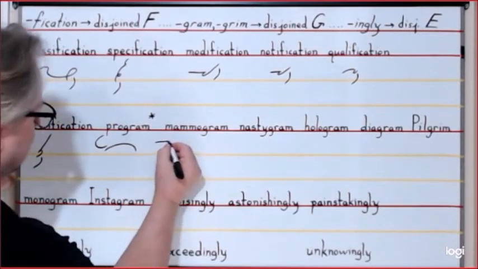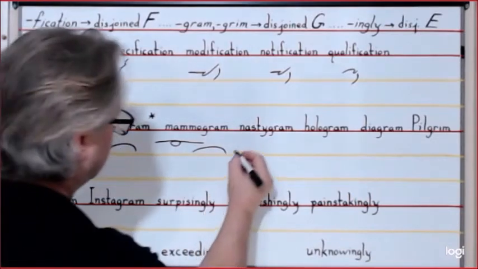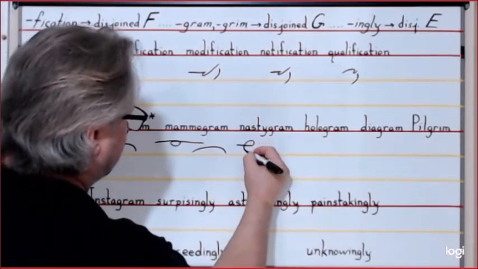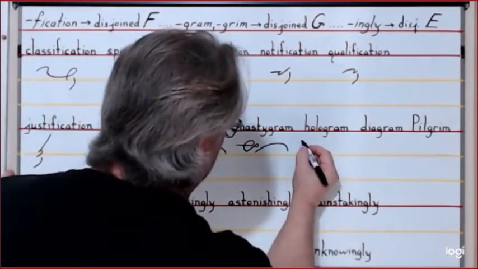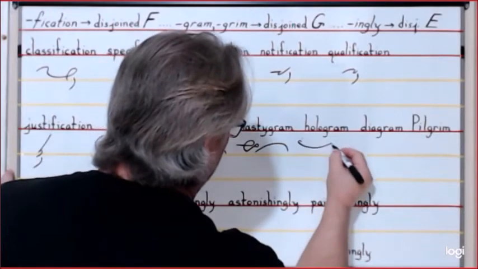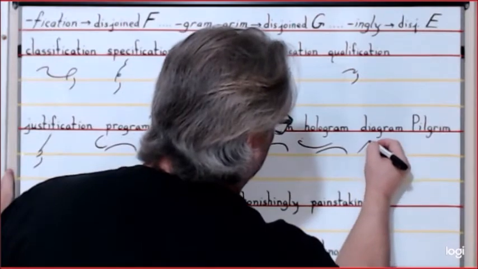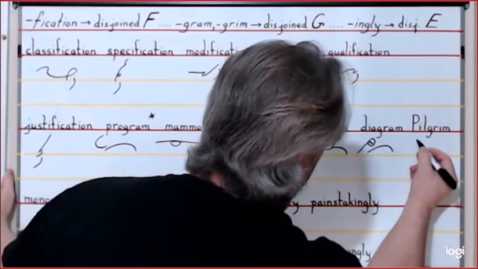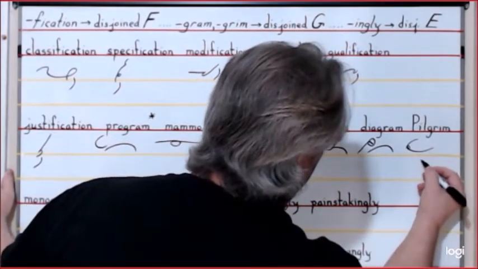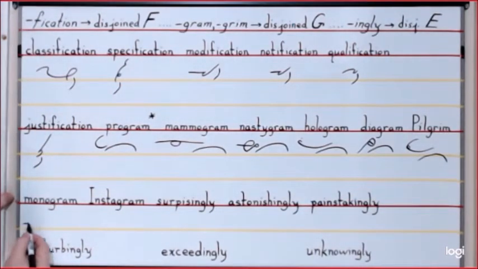Mammogram is an M-A-M, disjoined G. Nastygram, N-A-S-T-E, disjoined G. Hologram is a dot for the H, and O-L, disjoined G. Diagram is a D, long I, disjoined G. And then pilgrim, P-E-L, disjoined G. Monogram, the M-E-N stroke, disjoined G.